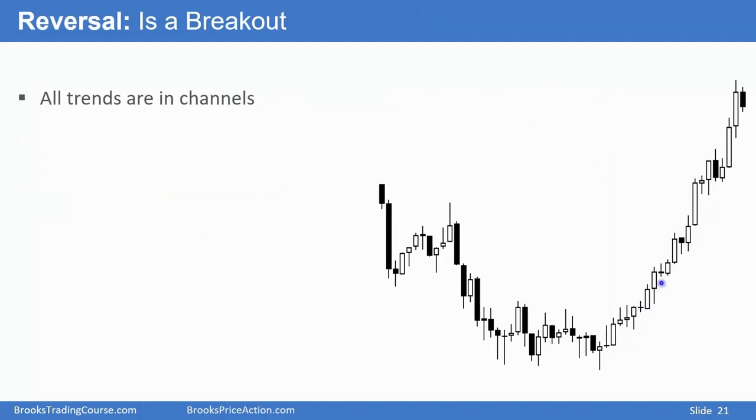All trends are in channels. This is a very tight bull channel, but this bull trend is in a channel. This is, on the left, a bear channel. Now, all reversals are breakouts.